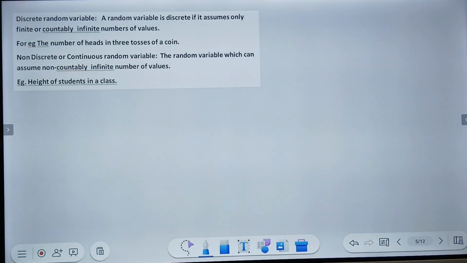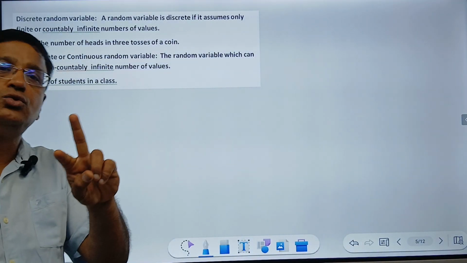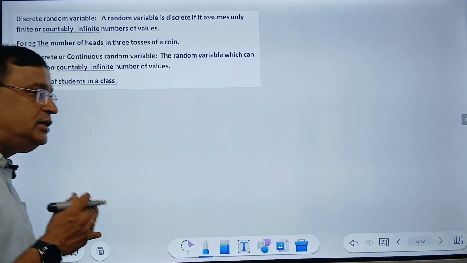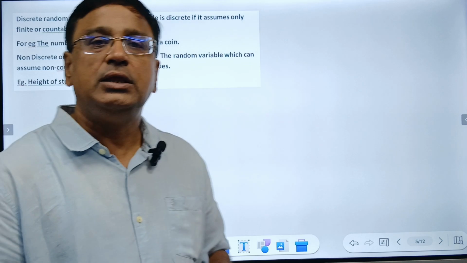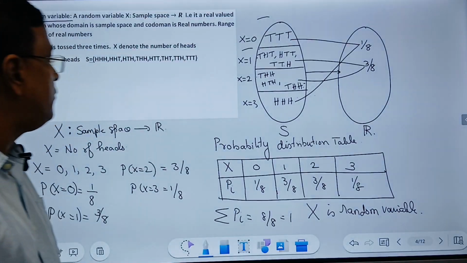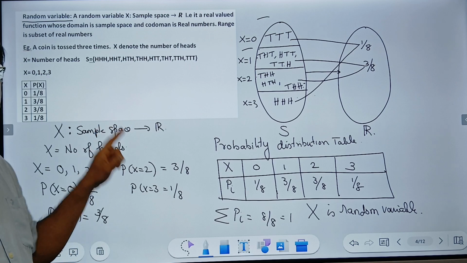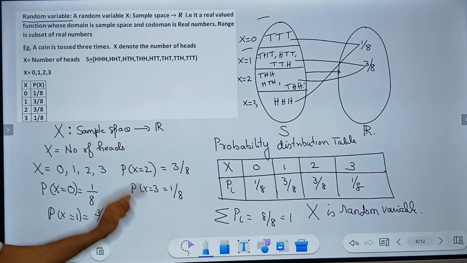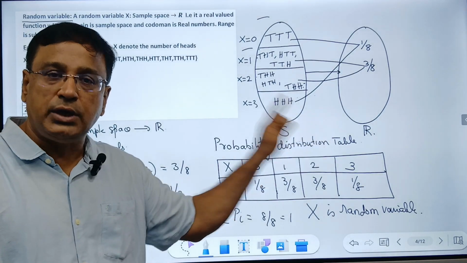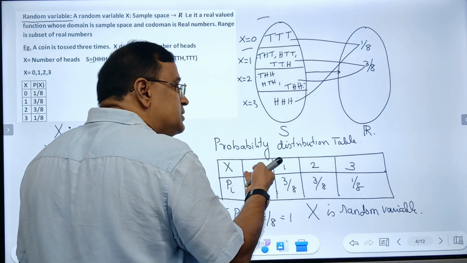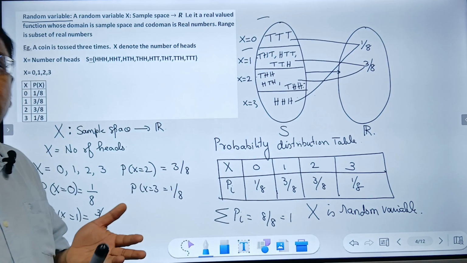Now this random variable is categorized into two types. One is called a discrete random variable. The other one is a continuous random variable. If you see this carefully, this is a discrete random variable because your x takes values 0, 1, 2, 3. That means I am not aware of what is happening in between 0 and 1.